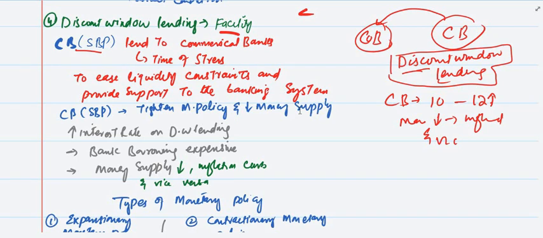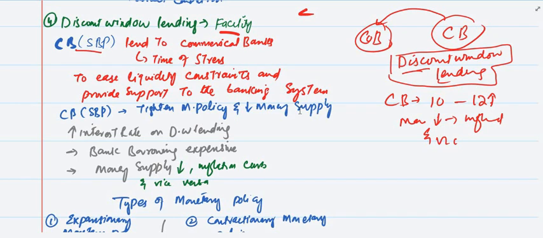So we have discussed that it is expensive for the banks to borrow from the discount window, which encourages them to seek funds from other sources when the interest rate goes up on discount window lending, and this will reduce the amount of money in the economy and help to reduce inflation.